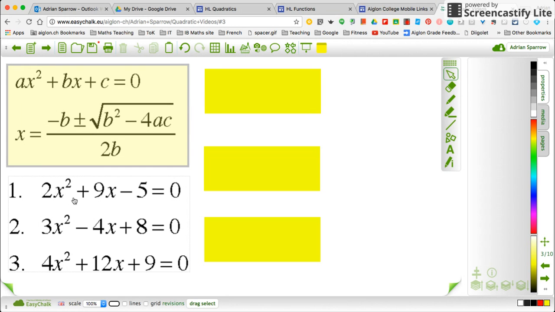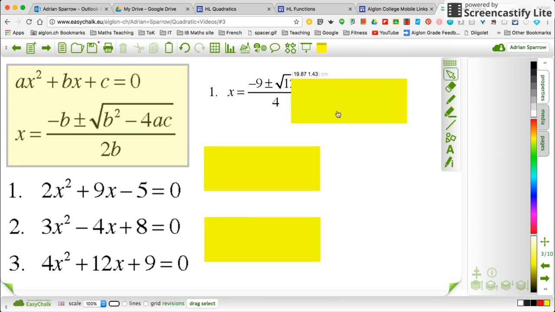And I want you to pause the video, and if you haven't already done this kind of investigation, just try and work out how many solutions there are to each of these equations. I'm not really concerned about what the solutions are, I just want to know how many solutions you can find.